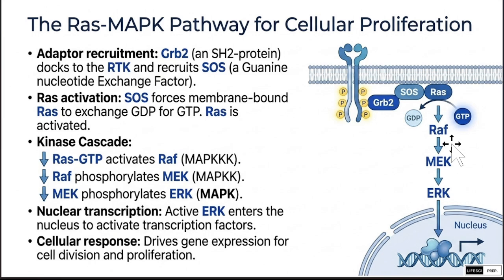During this, RAF, MAP kinase kinase activates, then MAP kinase. After the ERK activation, it enters the nucleus to activate the transcription factors, and the transcription factors activate and express genes for cell division and proliferation.